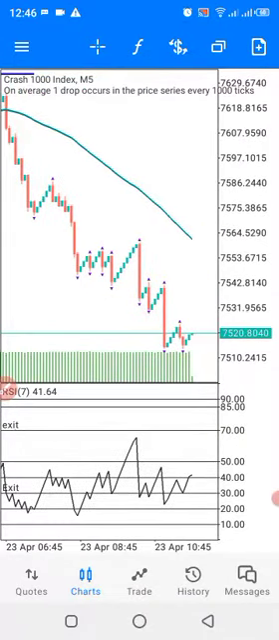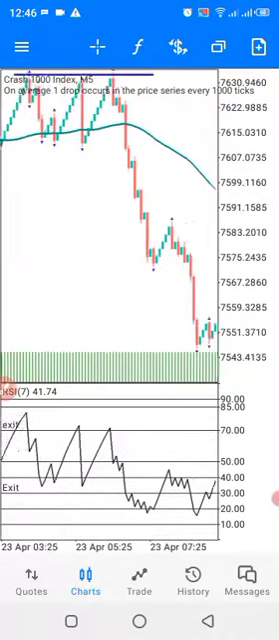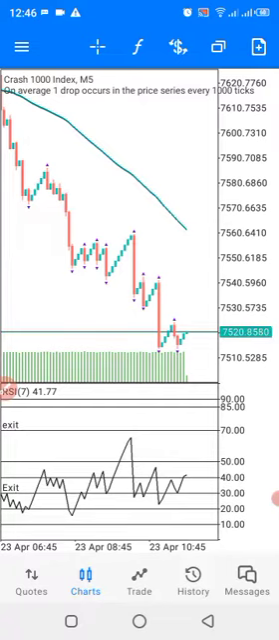Look at the movement of the RSI. The trend is rough. Now what do we do next?